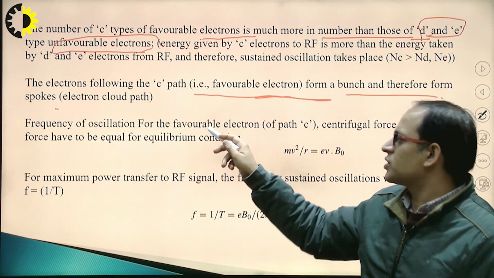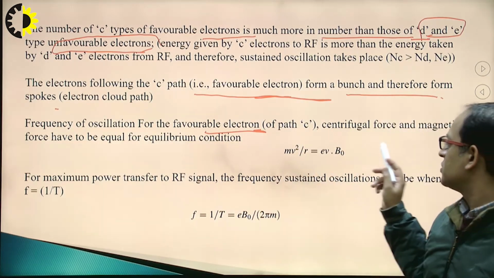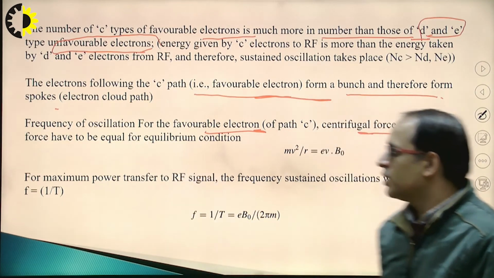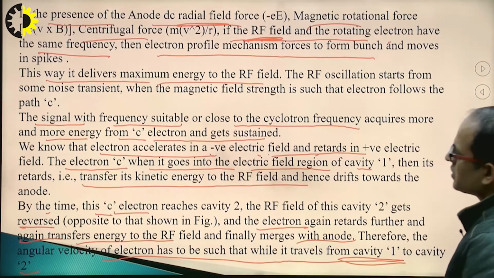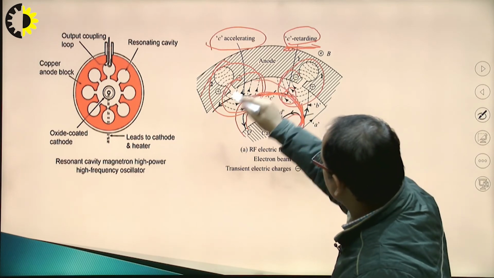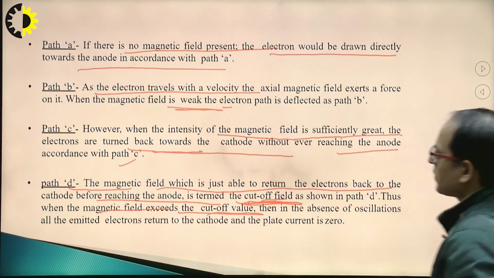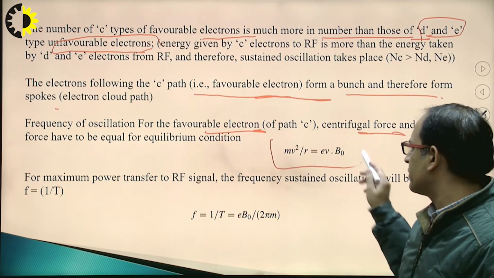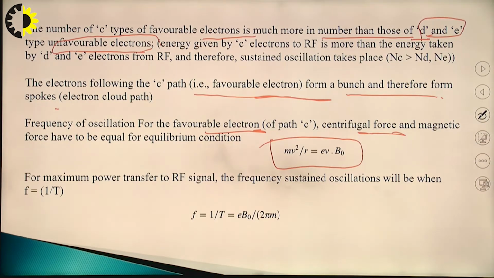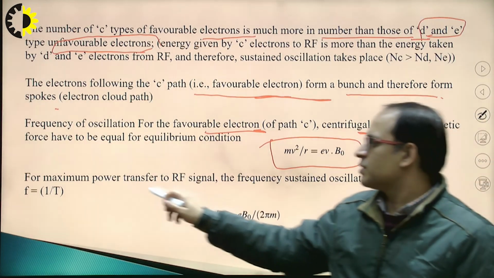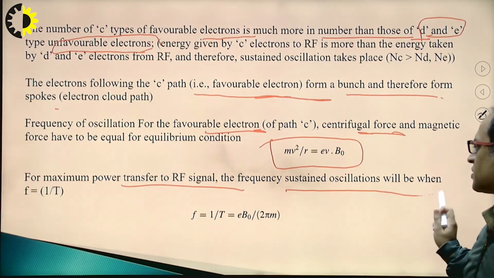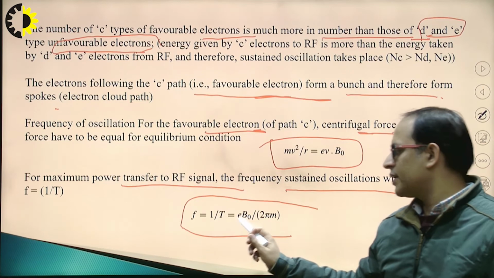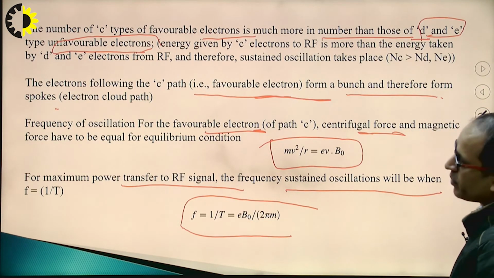The frequency of oscillation for the electron path is such that the centrifugal force and the magnetic force should be in equilibrium. Centrifugal force means the electron follows a centrifugal path, and with the magnetic field, they should be in equilibrium, that is mv²/r = e v v₀. For maximum power transfer to the RF field, the frequency sustained will be when f = 1/T = e v₀/(2πm).